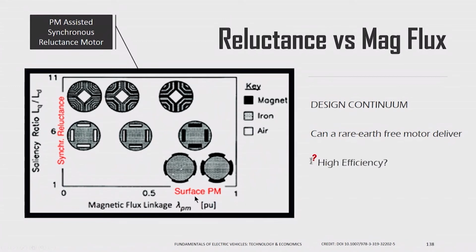The challenge is, can a rare earth free motor, a motor without strong permanent magnets, deliver high efficiency, can it deliver high torque density? Torque density means how much torque do I have per unit volume. It's possible to make a very big motor which will deliver the same torque, but I want to do everything in a small space because otherwise I cannot put it on an electric vehicle.